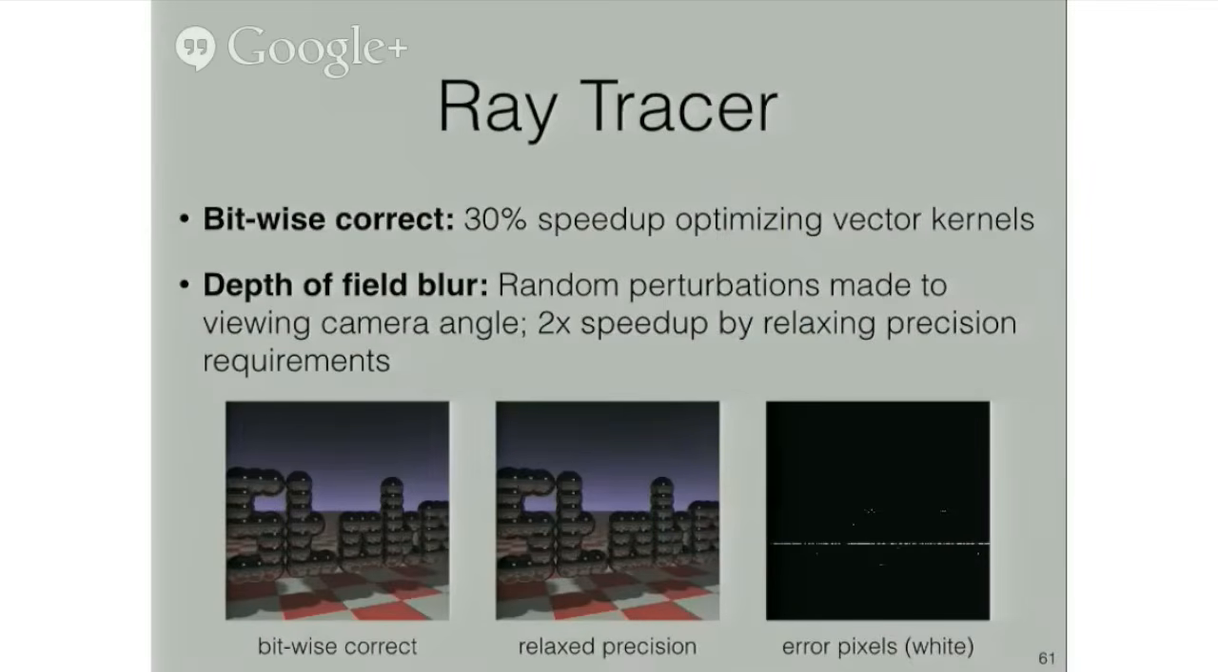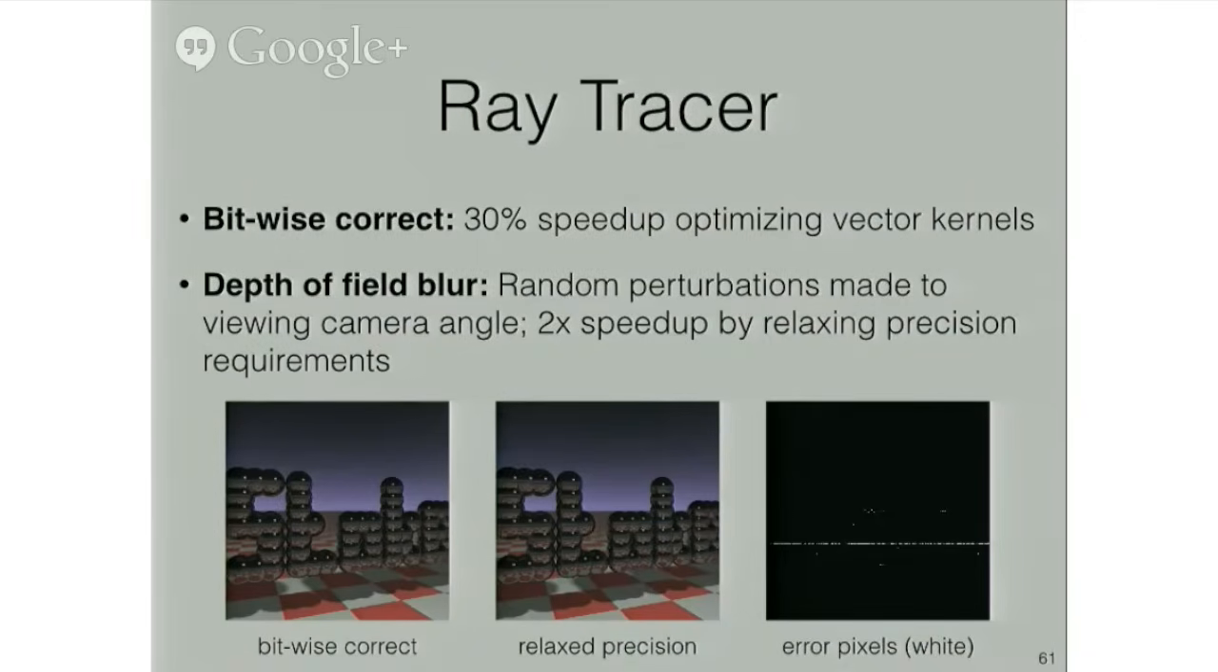Here, I've shown the result of applying Stoch to the implementation of a ray tracer. Even before we consider optimizations that sacrifice correctness, Stoch is able to obtain a 30% speed up over the original implementation just by performing bitwise correct optimizations like the ones that I showed you in the first half of the talk, which improve the performance of vector kernels. The image that I've shown on the left here is actually pixel for pixel identical to the image that's produced by the original implementation. But again, it's 30% faster than the original.